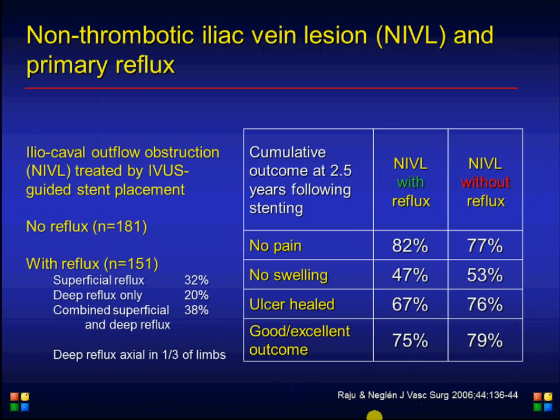Just finally, I want to show you a combination of diseases. If you have an iliocaval outflow obstruction and superficial incompetence, this is a group of patients that have that. And these are with reflux here, and you can see that the patients have superficial reflux, 32%, deep only 20, combinations. And if you treated this group of patients that had reflux, and then compare those to those that had only outflow obstruction and saw the results, you can see that they are similar in both groups, although this reflux was never treated during this observation period. And that's to show the impact of non-thrombotic iliac vein outflow obstruction.